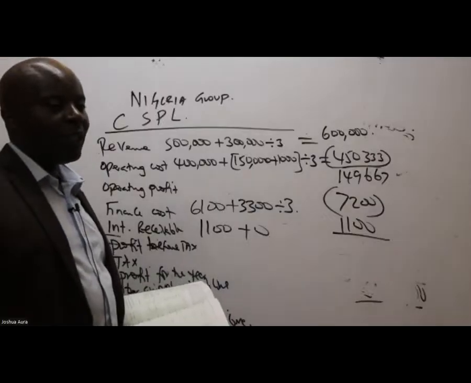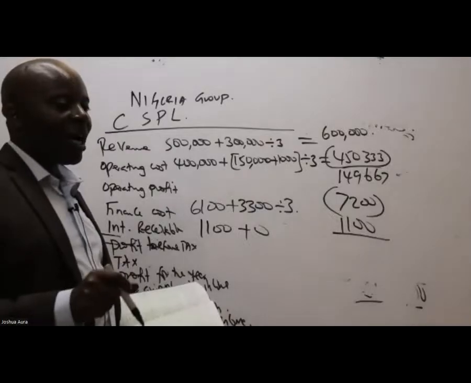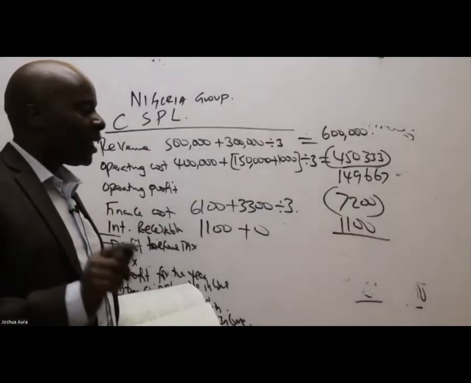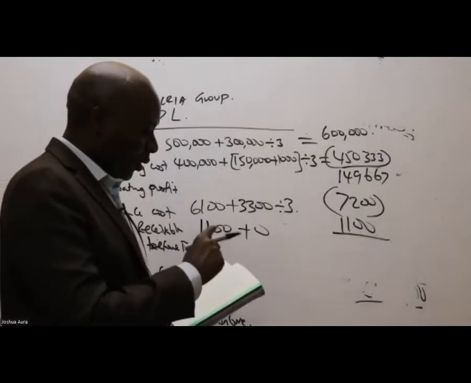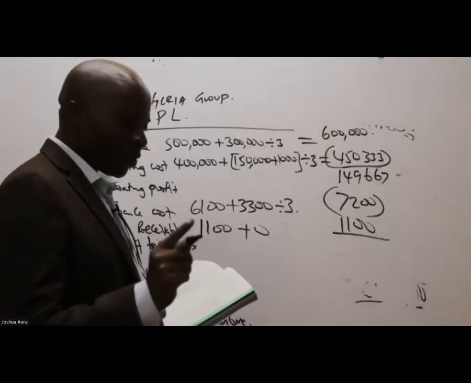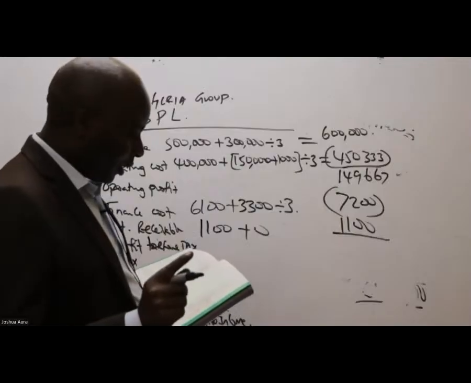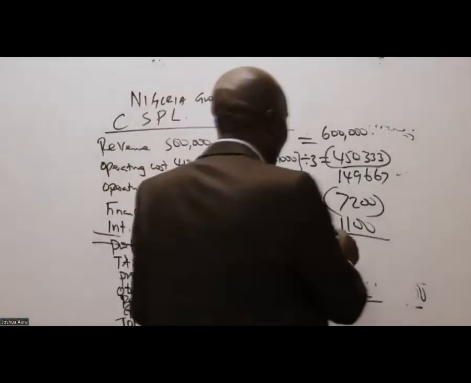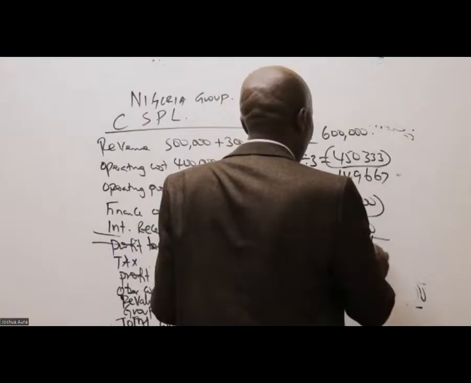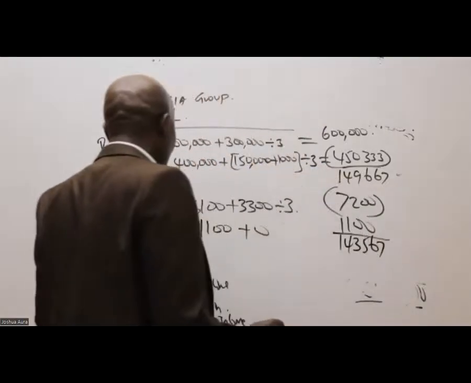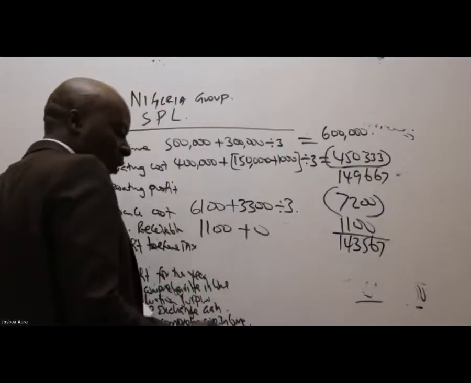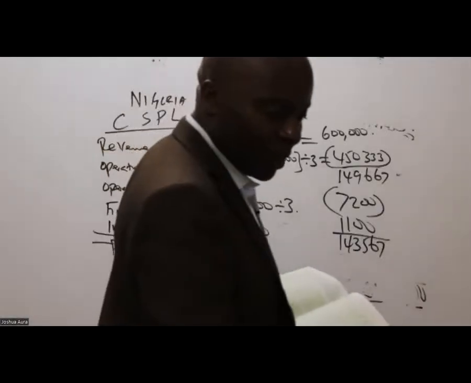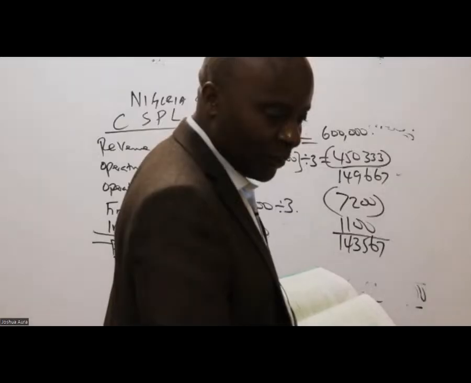For those of you who did this exam last semester and failed, I'm so sure you misinterpreted this question of foreign subsidiary so seriously. 143,567. And then we have now the tax. The tax, I can see the tax there.